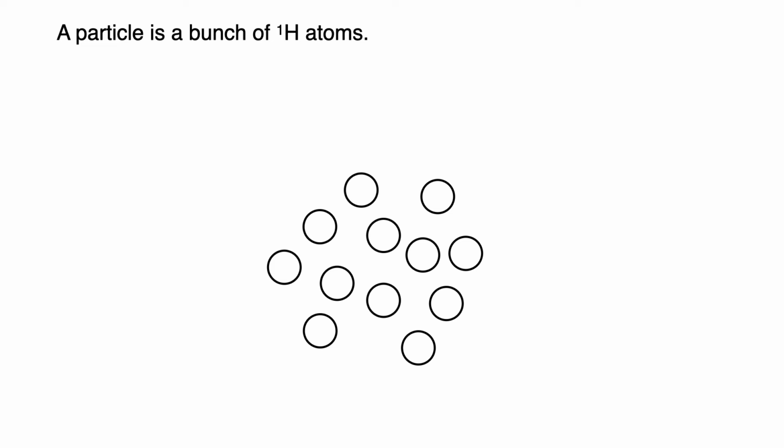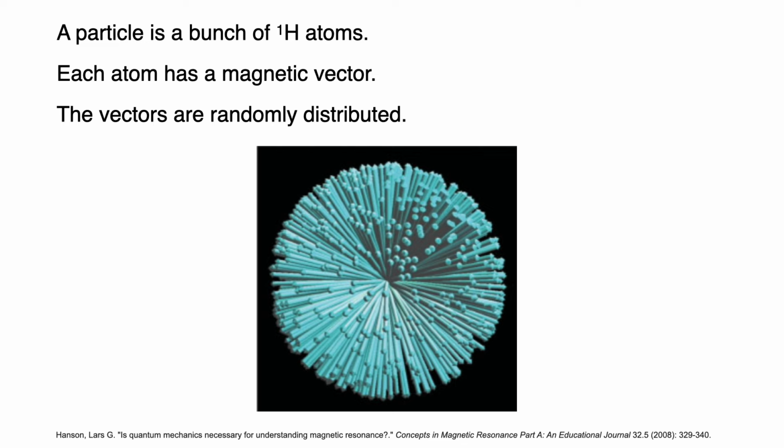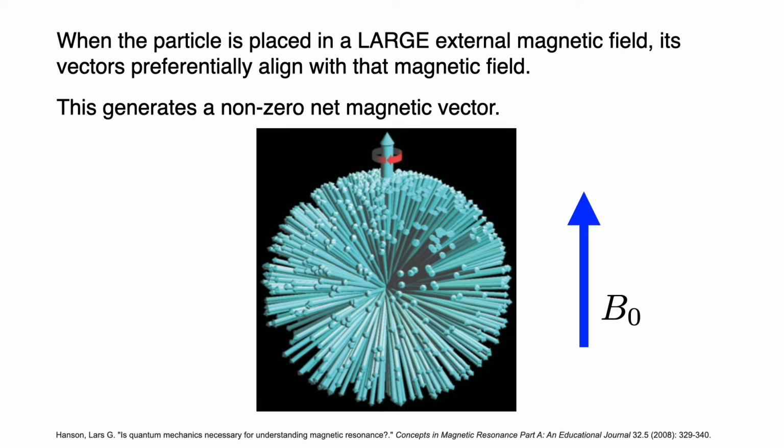Here we have a bunch of hydrogen atoms, and so they're each little tiny electromagnets, and they all have a magnetic vector. Here the vector is pointing from the electromagnet's south pole to its north pole. And so in general, because these little electromagnets fight against each other, the vectors are randomly distributed, and the net magnetic vector is 0. If we take this same clump of atoms, though, when the particle is placed in a large external magnetic field, its vectors preferentially align with that magnetic field. This generates a non-zero magnetic vector.